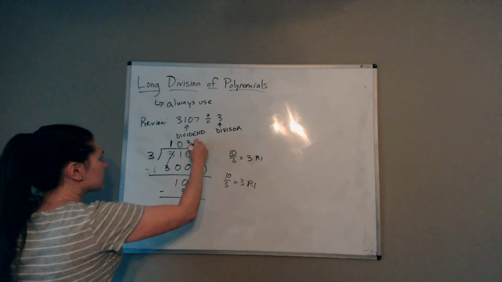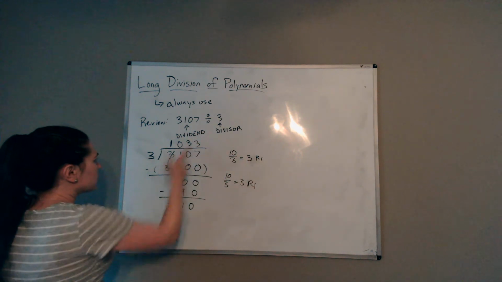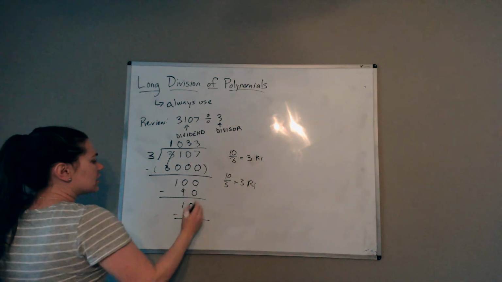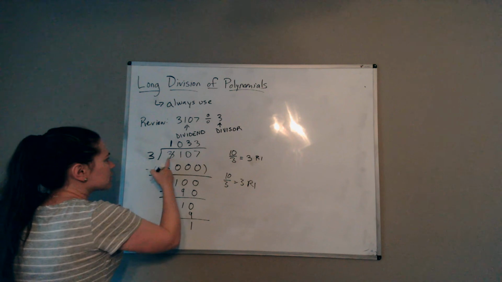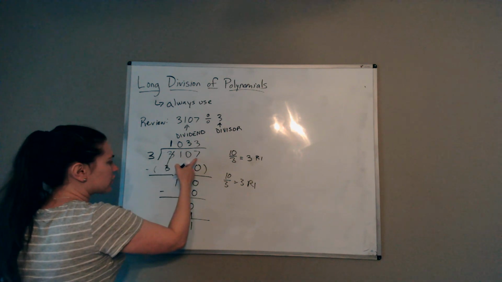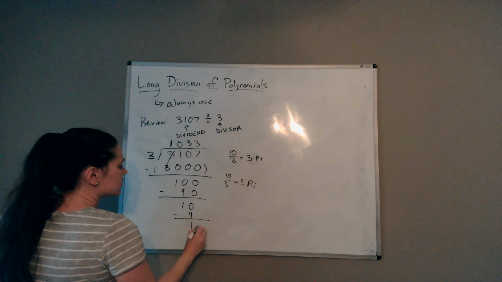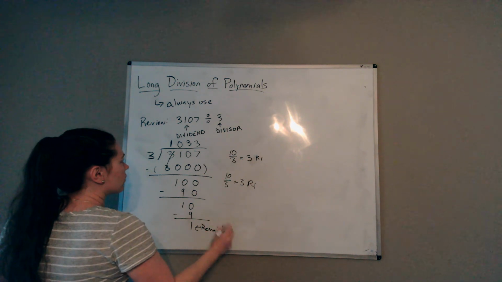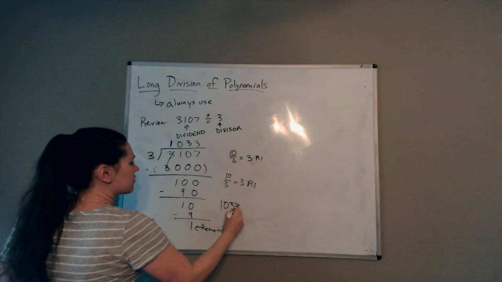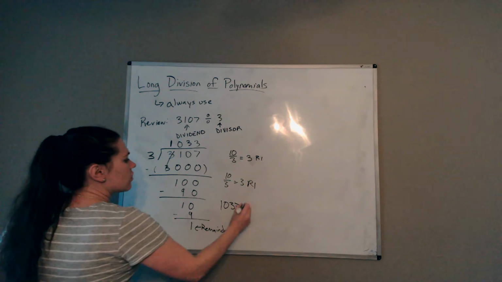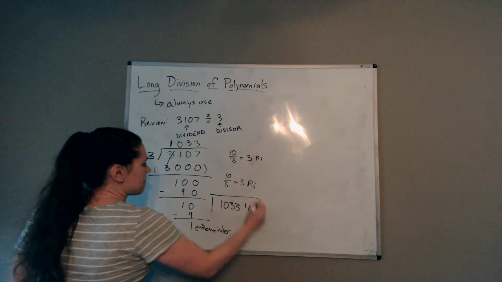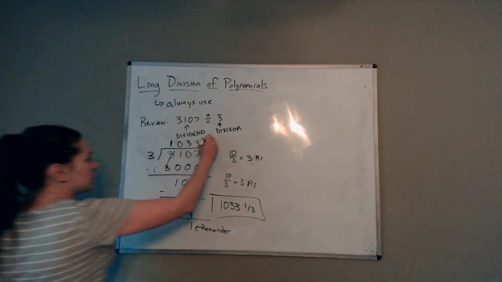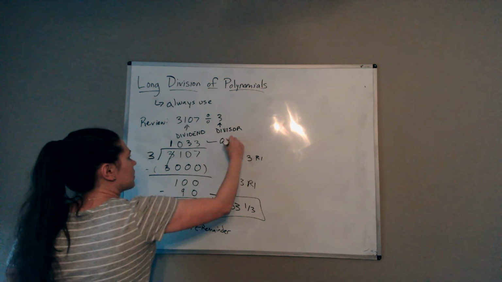So that would be in the ones place. 3 times 3 is 9 with a 1. Now what this 1 represents, since there's no more and we just took care of the ones place, is the remainder that we have left. So our quotient would be 1,033 with a remainder of 1. So 1 out of 3. That would be our quotient.